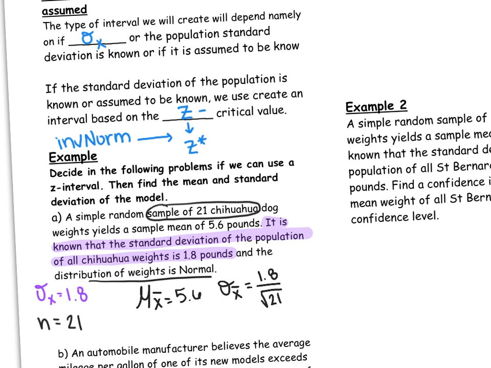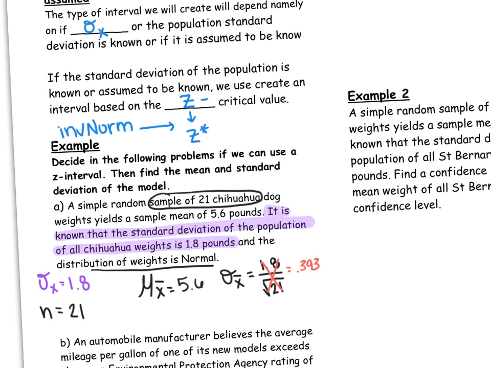So 1.8 divided by the square root of 21 is approximately 0.393. So you get this new value called the standard error that you need to calculate. That's going to be the standard deviation for the actual sample itself.